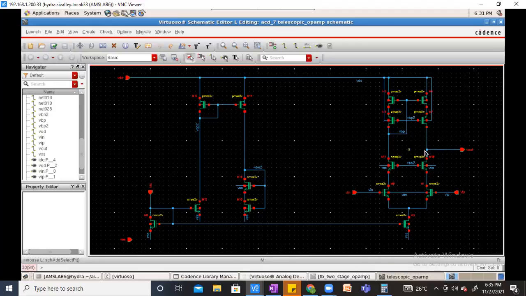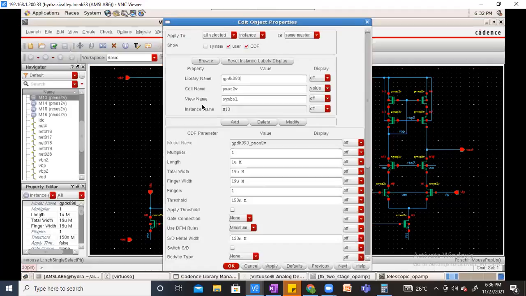I think this is enough, right? This is to generate the bias for N MOSFET, and this is for P MOSFET. Correct? Okay, this will have the length of around, let's say, 6.